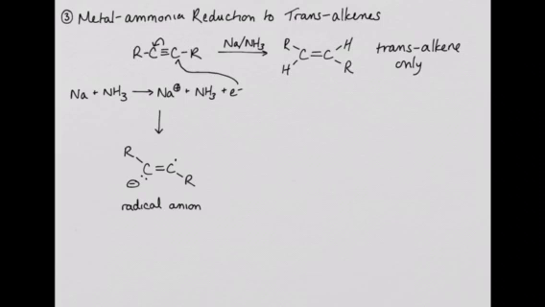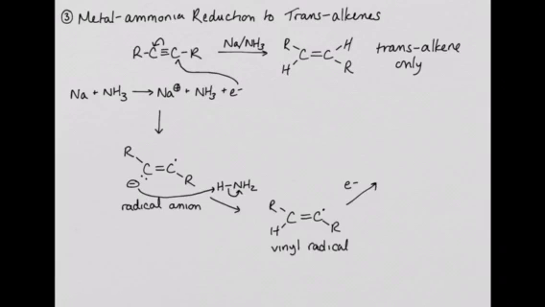In the next step, the anion is protonated from ammonia to produce the vinyl radical. A second electron now adds to the vinyl radical to produce the vinyl anion. This vinyl anion is then protonated to form the trans-alkene.